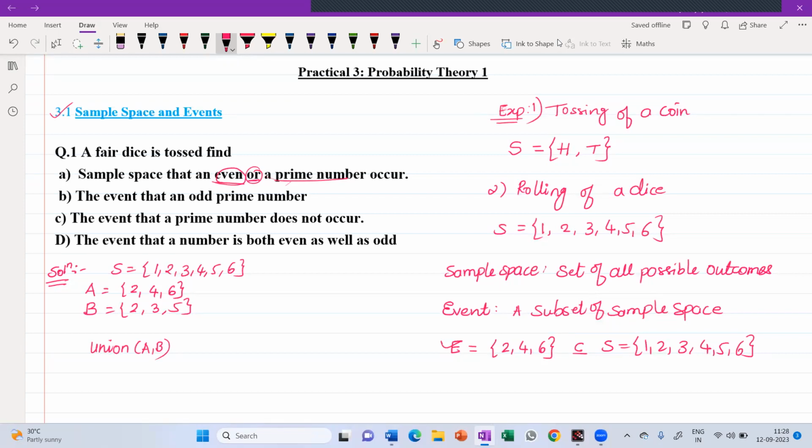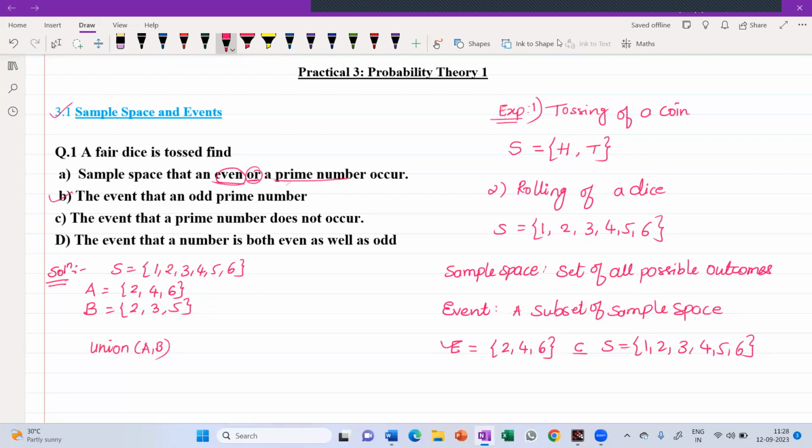The first question says that when we throw a dice, either I should get an even number or a prime number. That means either I should get 2, 4, 6, 3, 5. All right. So here the word or is being used, so we are going to find out the union of A and B. Let us read the second question.